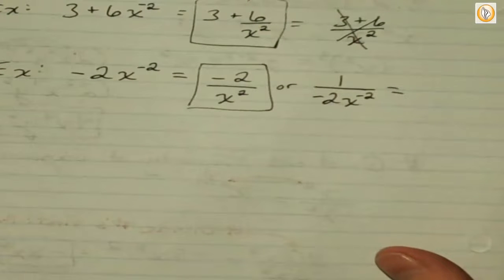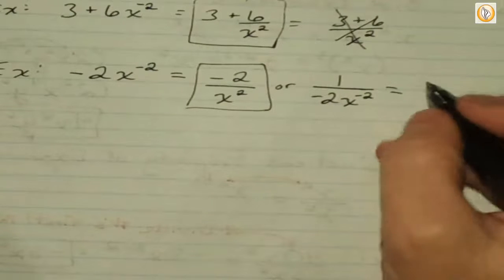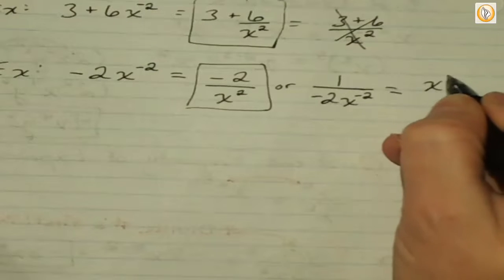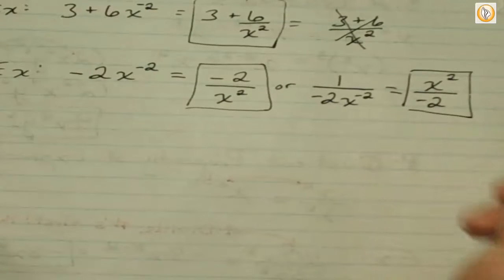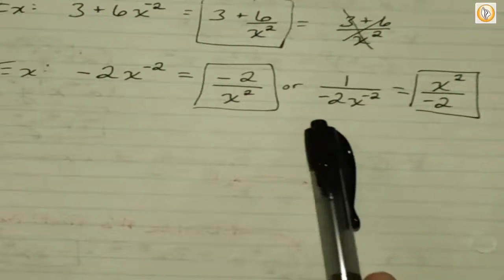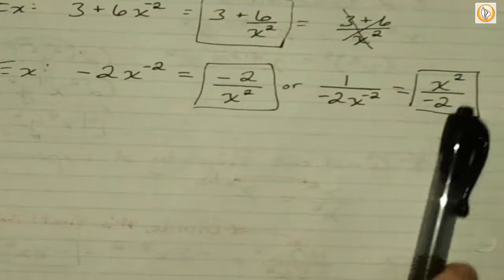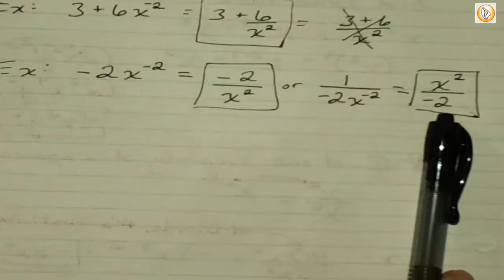Raise your hand if you want to attempt this one. Taylor? So you just move the x to the negative 2 to the top, making it x to the power of 2 over negative 2. There you go. That is a negative whole number. It does not need to go on top because it does not have a negative exponent.